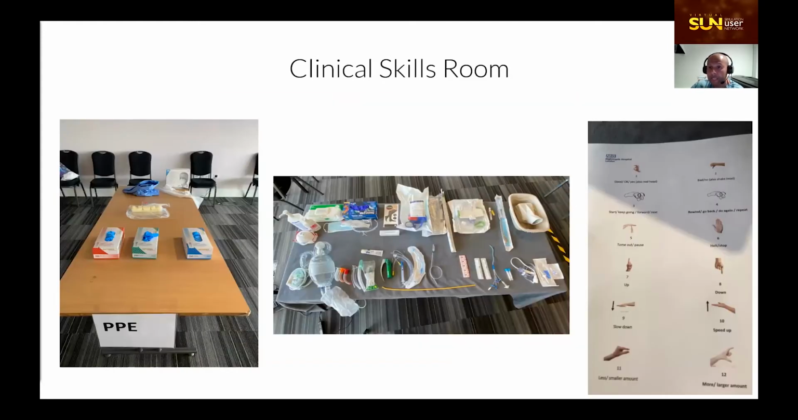Next slide. So again, going back to what I just said, there was PPE, there was part task training around airway, and there were things around eye care, mouth care, cannulation. There's proning stations and pressure care, things like that. And the slide on the right is a picture of the comms piece that we had.